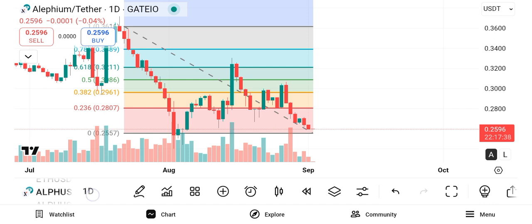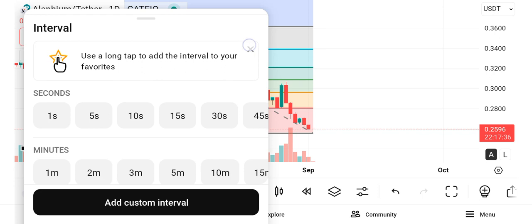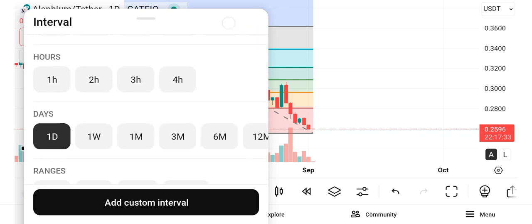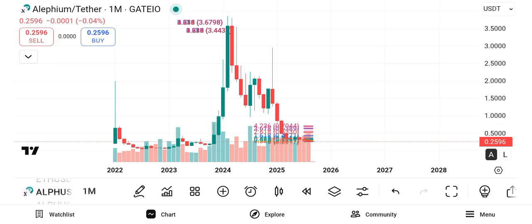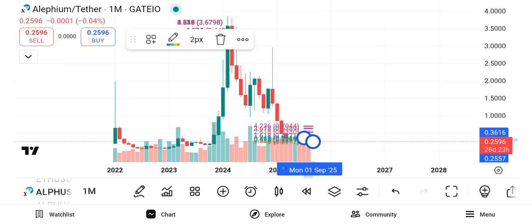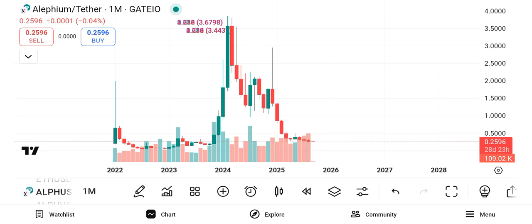So when we move to the monthly chart, which is the last analysis we're going to make for this video, they say the kings trade with monthly charts. So let me delete this fib, so we can see everything going on. The all-time high was 3.5 here, and the price declined sharply to 0.2596, where it is currently.